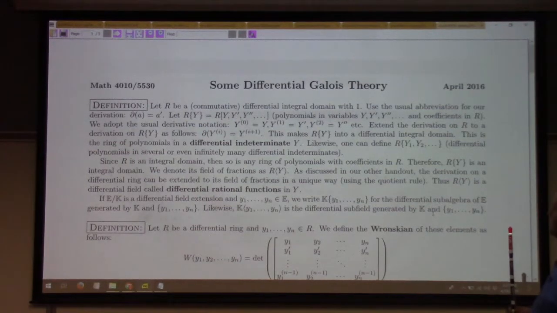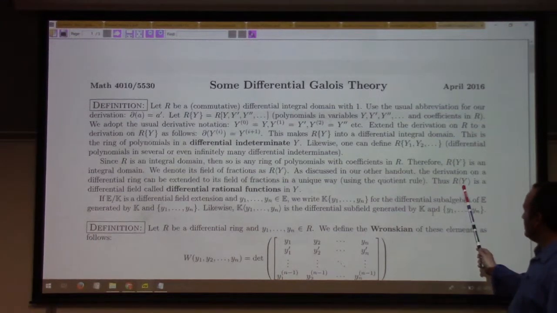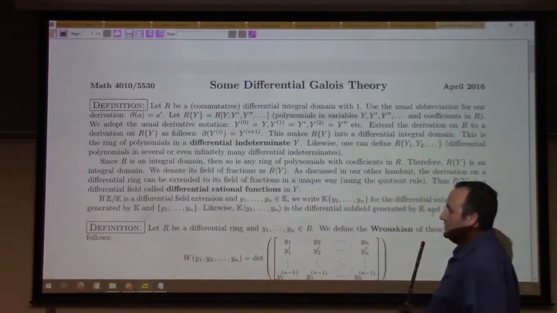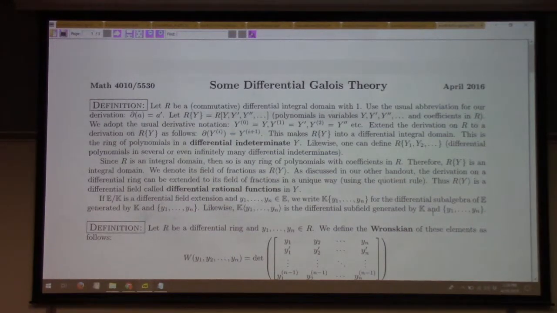As discussed in our other handout, the derivation on a differential ring can be extended to its field of fractions in a unique way using the quotient rule. I didn't actually prove that in depth, but it's a kind of picky proof involving partial fractions and so forth. It's really quite neat. Thus this is a differential field, and you can think of it as the differential rational functions in y.